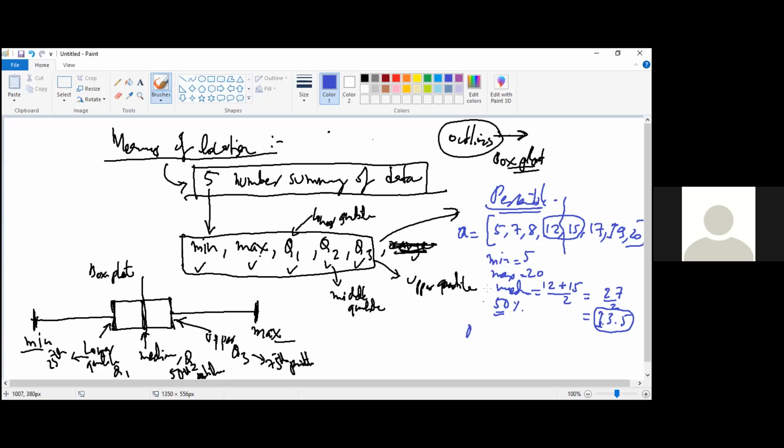Now, median is your Q2. You have already found it. The things that remain are Q1 and Q3. Q1 is your 25th percentile and Q3 is your 75th percentile. How do you calculate percentiles? How do you calculate percentile? Any idea?